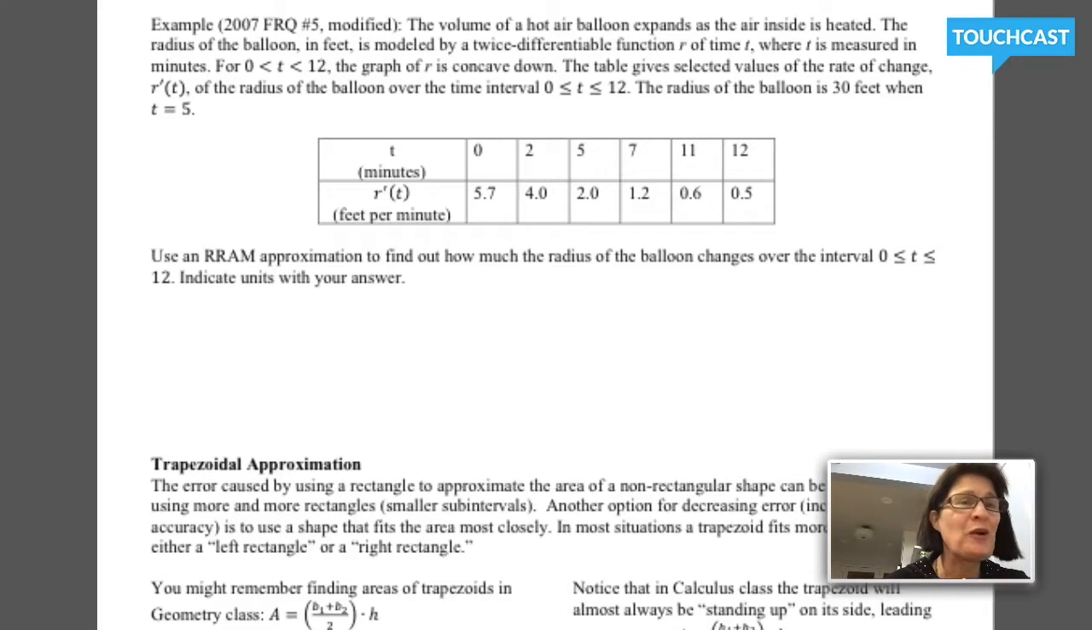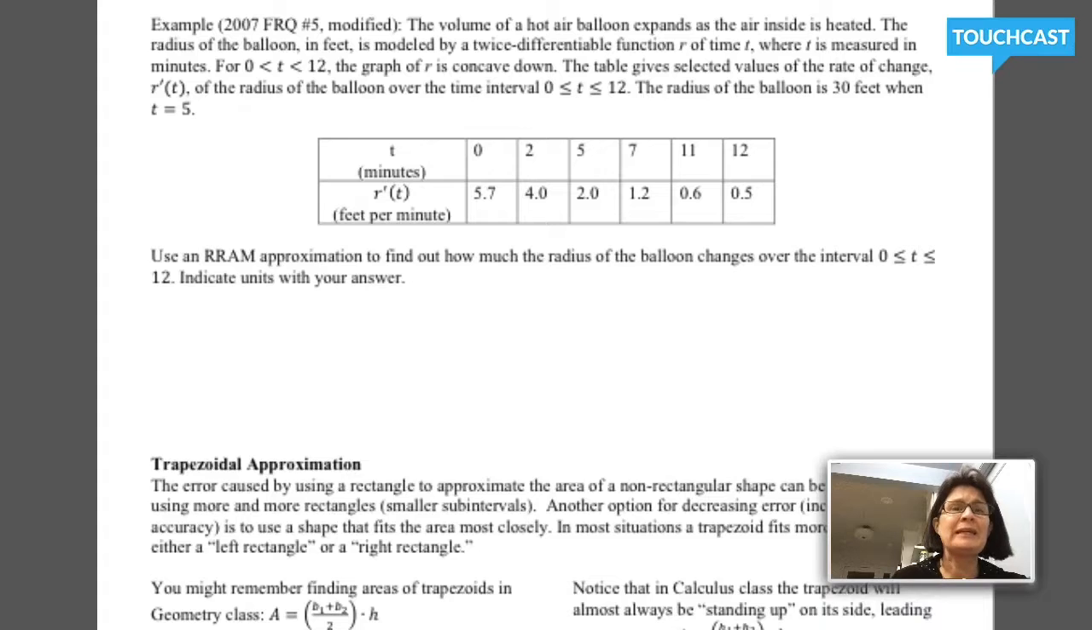All right, here's one that's similar. Hope you recognize this setup from your test. The volume of hot air in a balloon increases as the air inside is heated. And the radius of the balloon, therefore you can assume, since the volume is increasing, the radius must also be increasing, is measured in feet, and it is given by a function r. We've been told r is twice differentiable. All that means is we promise that r double prime exists. It implies that r is continuous and smooth.